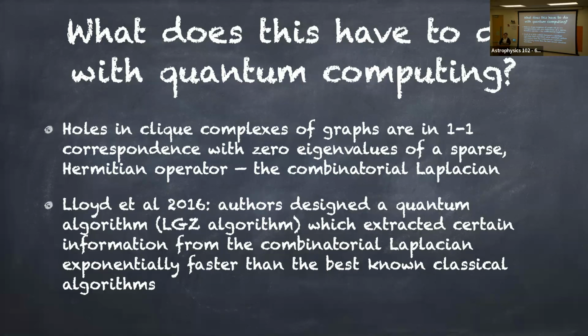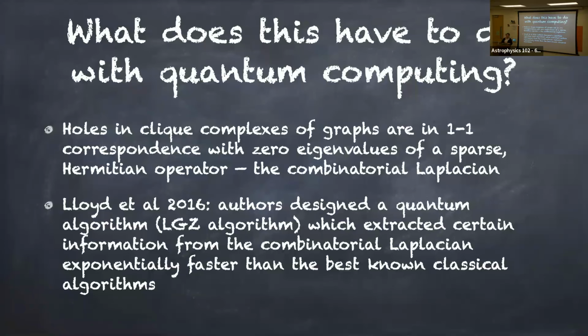There's no reason really to suspect that quantum computers might be useful for this problem from the way I've introduced it so far. But it turns out that holes in clique complexes of graphs are in one-to-one correspondence with zero eigenvalues of a sparse Hermitian operator, what's known as a combinatorial Laplacian. And for those of you who are familiar with quantum computing, that kind of sparse Hermitian operator might be pricking your ears up a bit, since this sounds an awful lot like a sparse Hamiltonian. Maybe this is somewhere where we can bring the techniques that have been developed to use quantum computers to study quantum systems.